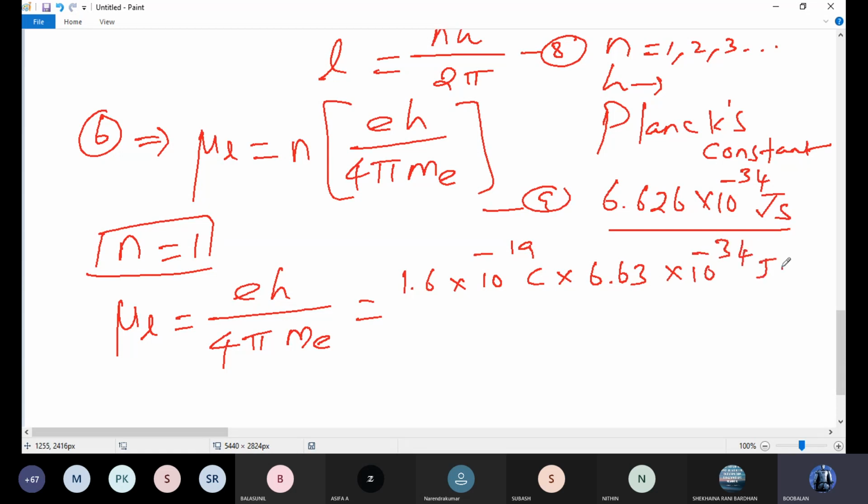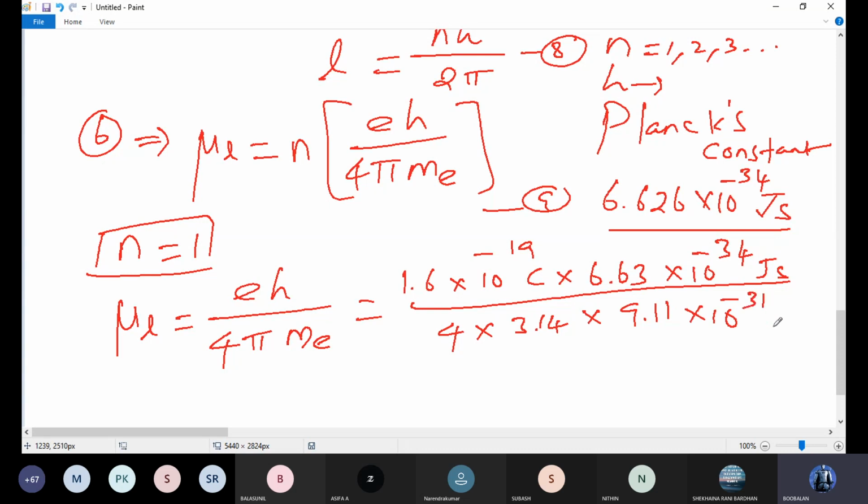joule seconds, divided by 4 into pi value 3.14 into the mass of electron 9.11 into 10 power minus 31 kg. So do the simplification, you will get that mu value.